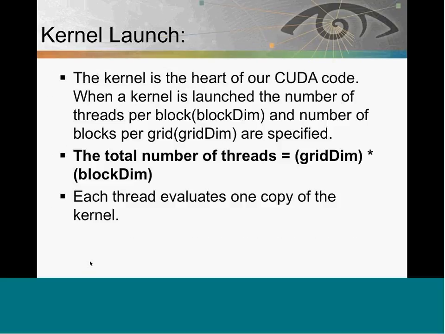So yeah, the part here is to understand how to set the grid size and the block size. And the process, as I mentioned before, is the important part of CUDA code. When it's launched, the number of threads per block and the number of blocks are specified. So the total number of threads equals grid dimension multiplied by block dimension. And it's one copy of the kernel. So then you can see there is no for loop in the GPU code, right?